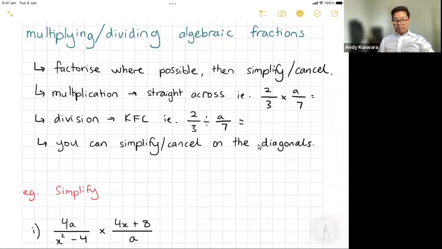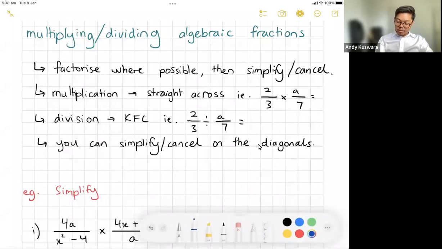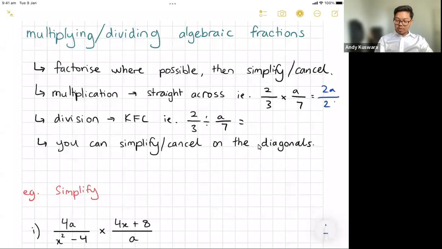Again, factorize where possible and then simplify or cancel. And then for multiplication, you go straight across. So if I had this equation here, 2 over 3 times a on 7, you just go straight across. So 2 times a is 2a. 3 times 7 is 21.